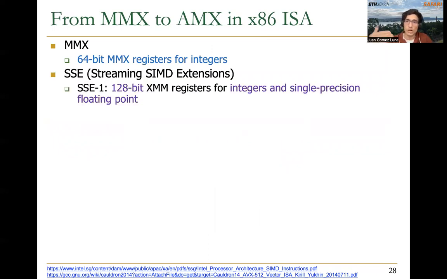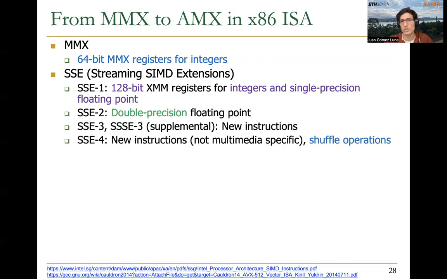And after that, there have been successive improvements of these SIMD extensions. The first one was the streaming SIMD extensions, SSE, with registers of 128 bits for integers and single precision floating point. SSE2 includes support for double precision computation.